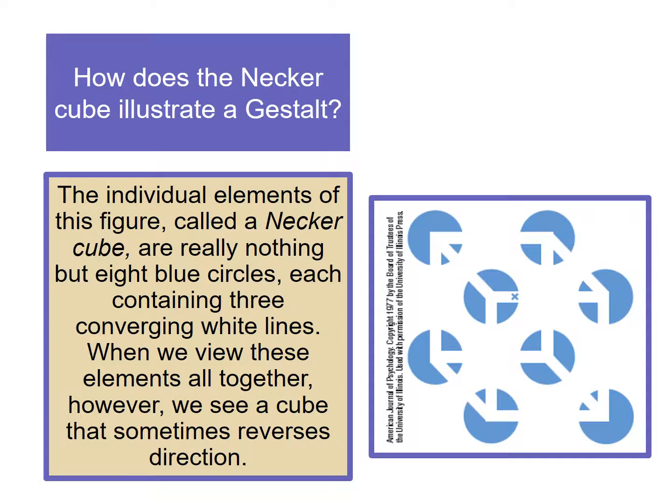So the Necker cube illustrates a Gestalt. If you look at this diagram, you can see the blue circles, and then you can see a white cube. The individual elements of this figure, called a Necker cube, are really nothing but 8 blue circles, each containing 3 converging white lines. When we view these elements all together, however, we see a cube that sometimes reverses direction. It depends on how you look at it, whether you see the cube popping out or pushing in. It's really, really cool.